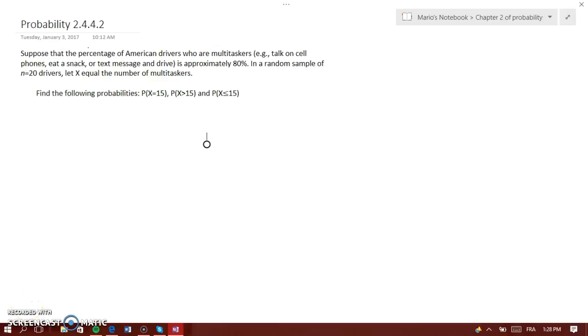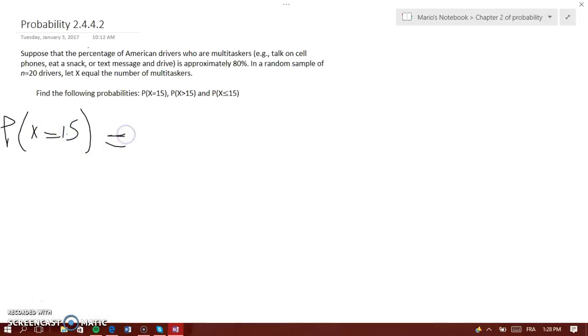Alright guys, here it says to find the probability that x equals 15 and so forth. So this is an example of a binomial distribution that I worked on before. If you watch it, then you'll see why it's a binomial distribution. So first, let's find the probability that x equals 15.